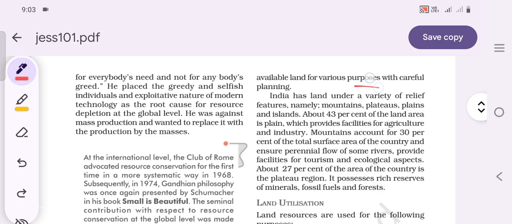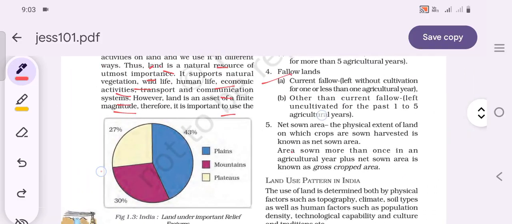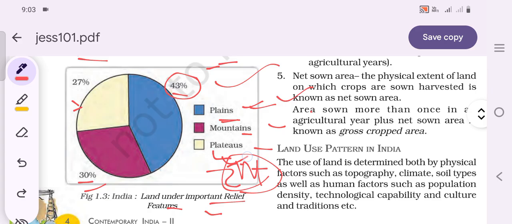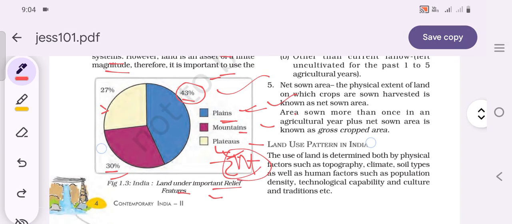Now, it's a very important paragraph, and a pictorial representation of the whole scenario is given here. 43% is used for the plains. We use land as important relief features: plains, mountains, plateaus, islands, so many purposes, right? Plains are 43%. Mountains are how much, tell me? 30%. Plateaus 27%. A pictorial representation like this, for 2 marks, comes in every board examination. So please take it carefully, because picture based questions are highly essential, as you may expect 2 marks in any subject, whether it's history, geography, civics, or economics.